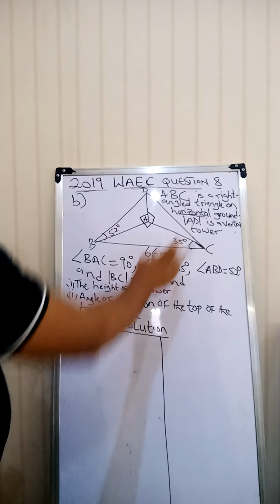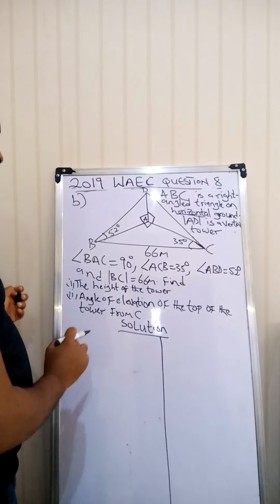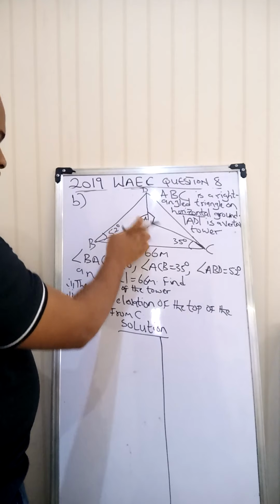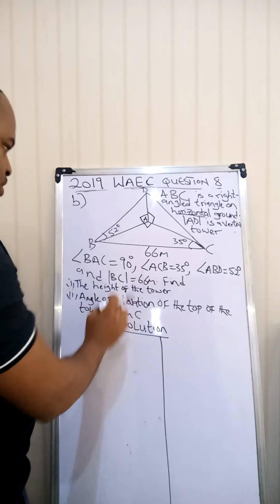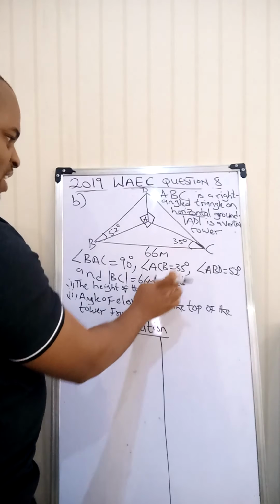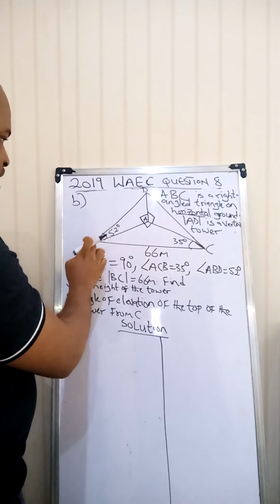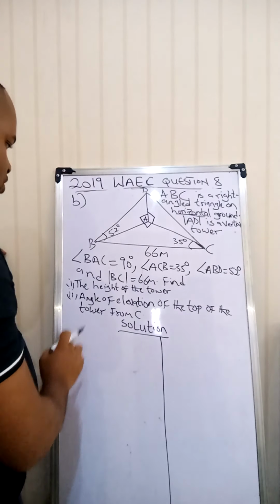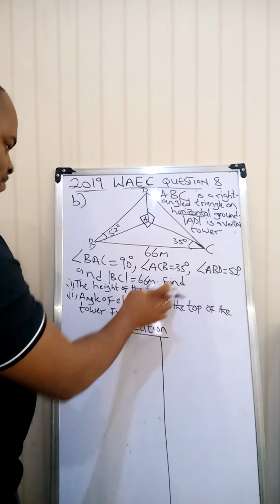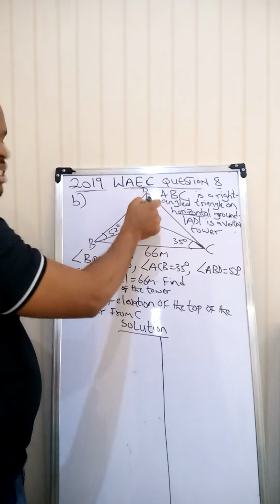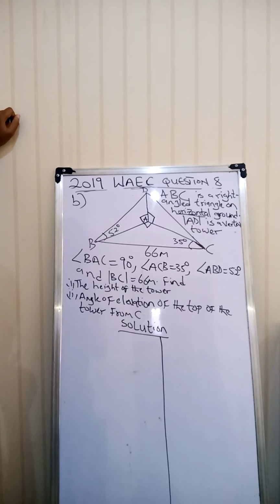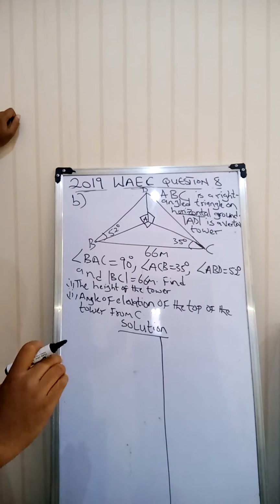Alright, let's go ahead. They said AD is a vertical tower and angle BAC is 90 degrees. That's this point. Angle ACB is 35 degrees. Angle ABD is 52 degrees. And this line BC is 66 meters. They said we should find the height of the tower, which is AD. That's the first part. So let's quickly jump to see how to get the height of the tower. You need to look at the question properly.